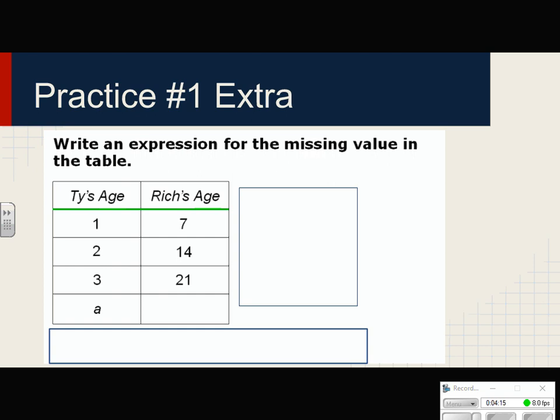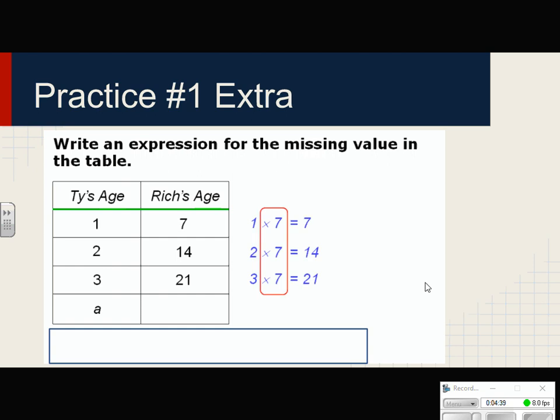So you could start by adding, and you see that 1 plus 6 gets you 7. But can you do 2 plus 6 to get 14? No. So what's the next operation where you go from a small to a big number? That'd be multiplication. 1 times what gets you 7? 7. That's the identity property, you know that. 2 times 7 would get you 14, and so on. So you found the pattern here.